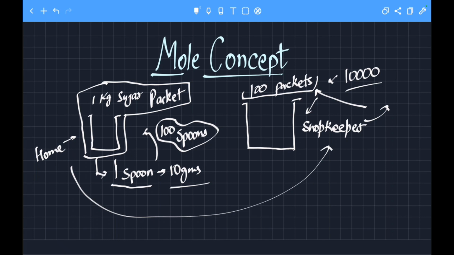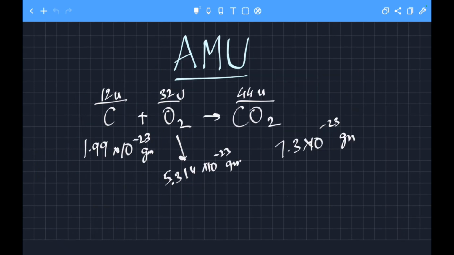Same thing happens in chemical reactions also. In this equation, we see 1.99 into 10 raised to minus 23 gram of 1 carbon atom reacts with 1 molecule of oxygen, जिसमें 2 oxygen atoms हैं. उसका मास है 5.314 into 10 raised to minus 23 grams to create 1 molecule of carbon dioxide, जिसका मास है 7.3 into 10 raised to minus 23 grams.